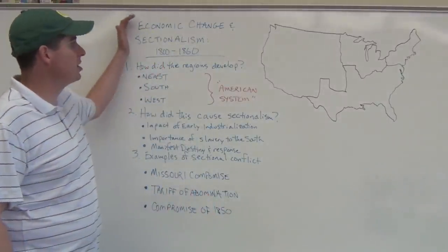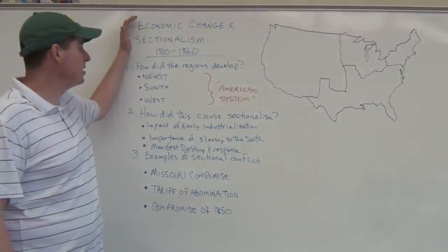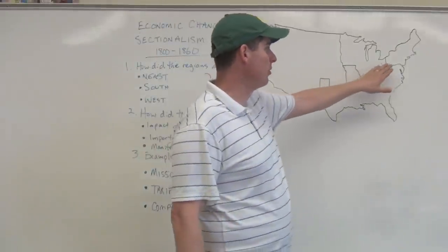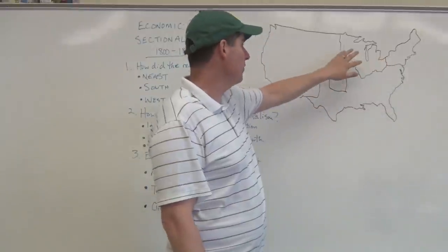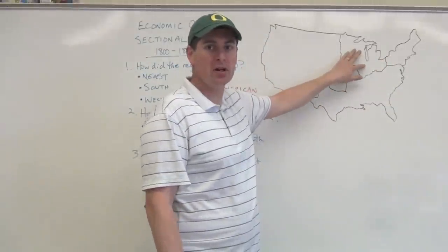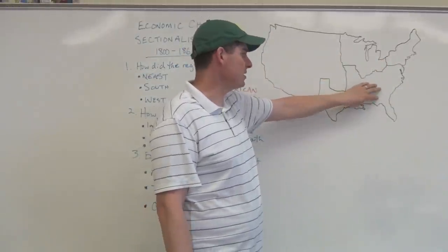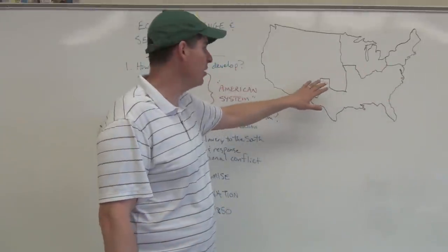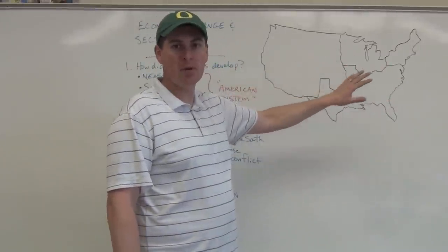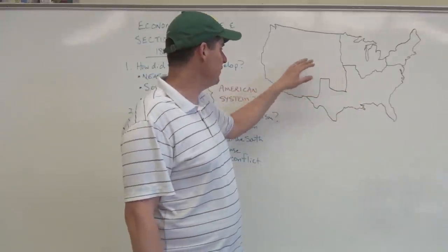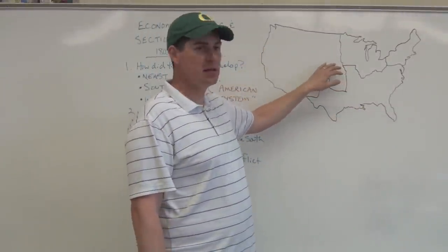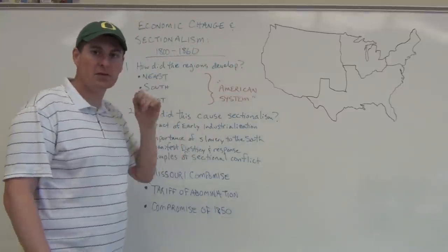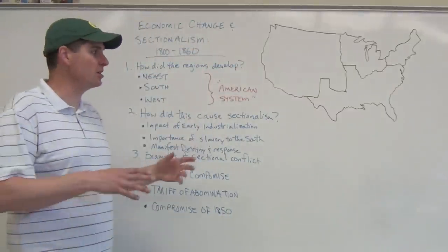Today we're looking at economic change and sectionalism, 1800 to 1860. So we want to keep in mind with the map over here, we've got three different regions. We've got the Northeast, the West, or what we call today more of the Midwest, and then the South. And this is constantly evolving. I stopped my map at about 1850. Post-1850, you're getting California. Kansas is going to come into the picture. Oregon, eventually, before the Civil War comes in the picture, you've got a lot of different states constantly popping up.